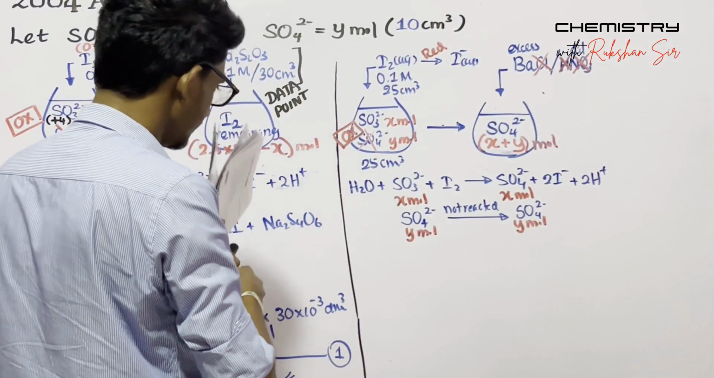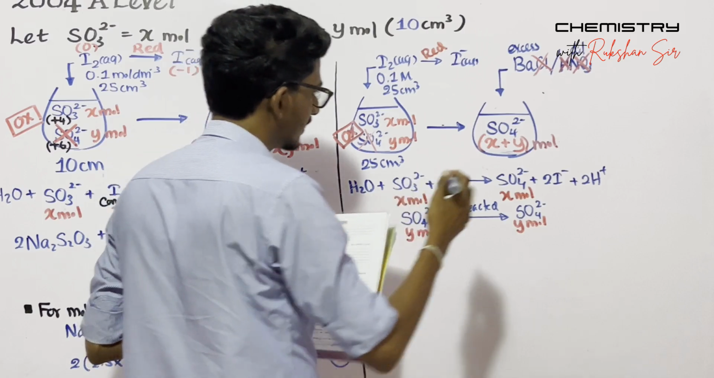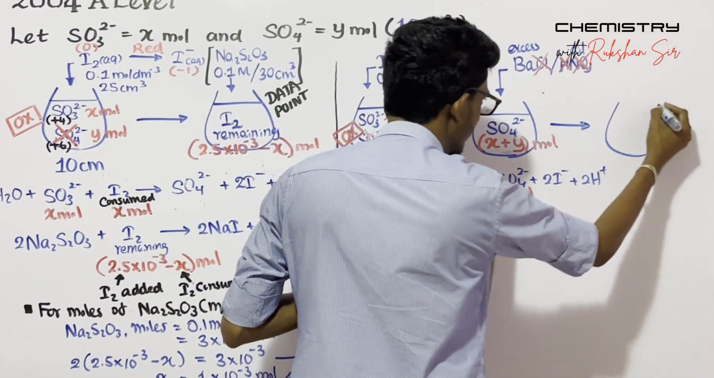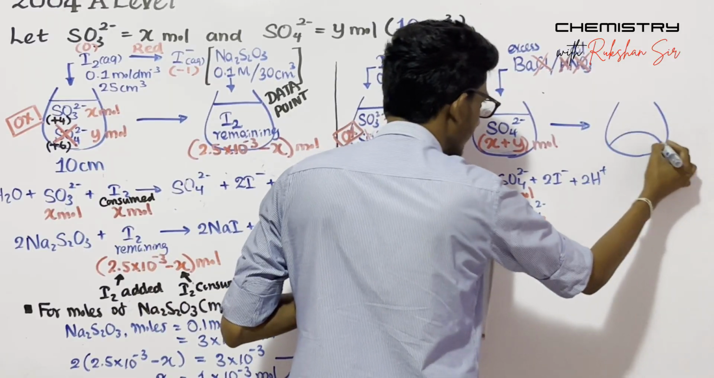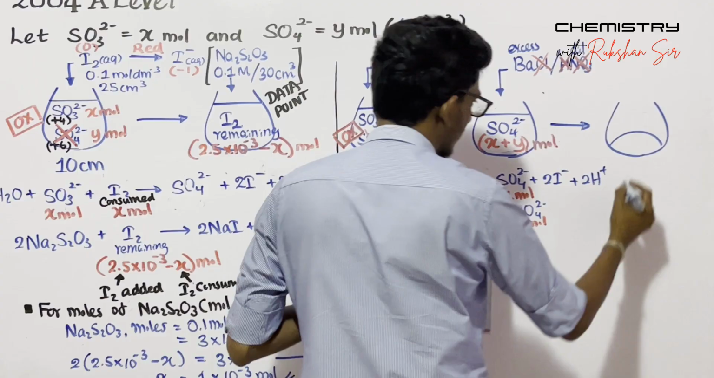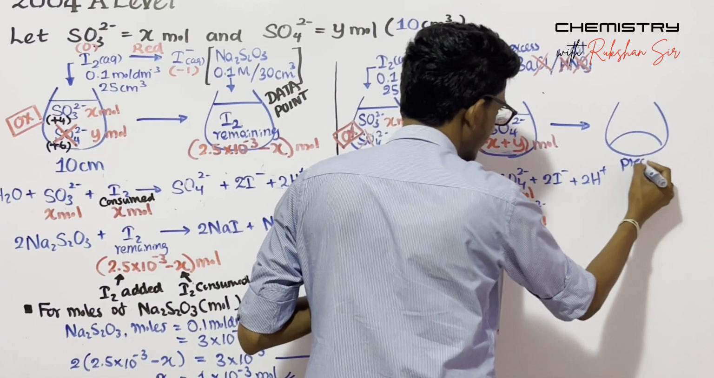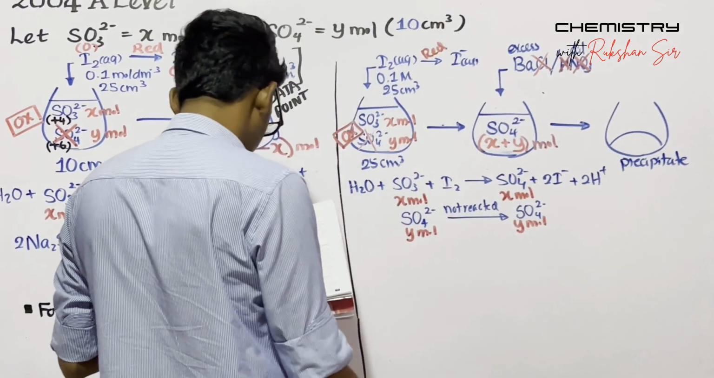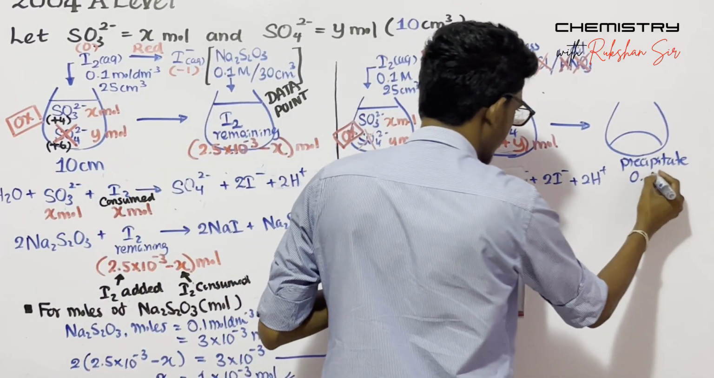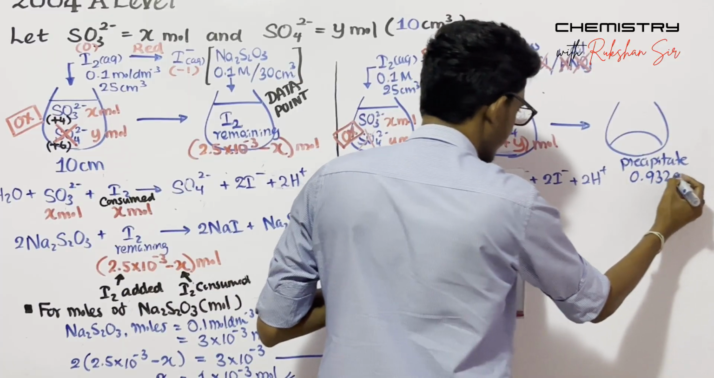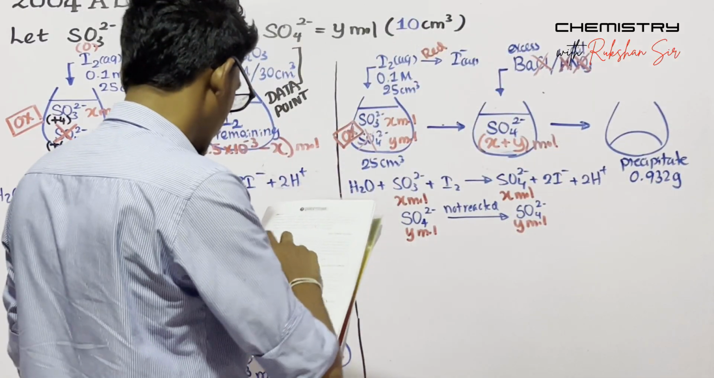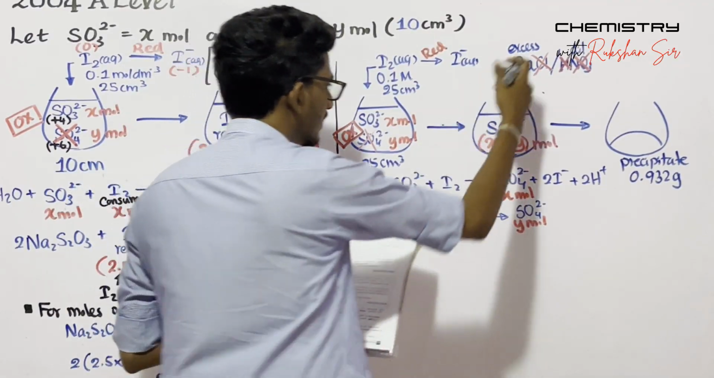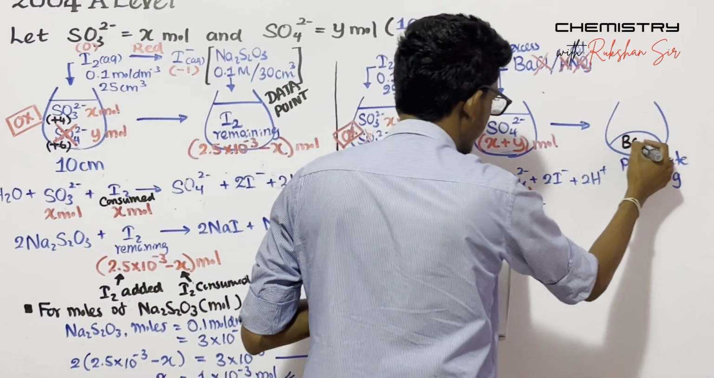So the only possible precipitate here, which won't dissolve in nitric acid, is the barium sulfate. That mass is given as 0.932 grams. So what is that precipitate? Definitely it is going to be the barium sulfate.